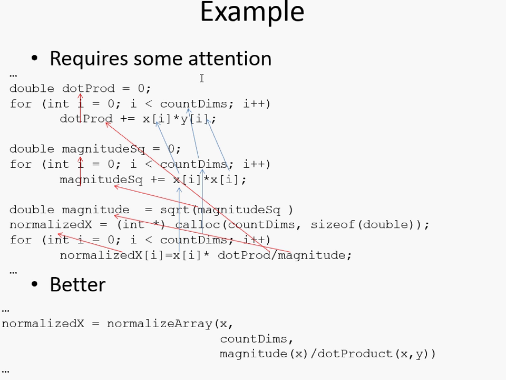You get that? And you don't have to figure out what depends on what here. It's totally clear what depends on what. This call to normalize array depends on three things. Depends on x, count dims, and this quotient. This thing divided by that thing. It's clear what magnitude depends on. It's clear what dot product depends on. In short, what depends on what is totally clear.